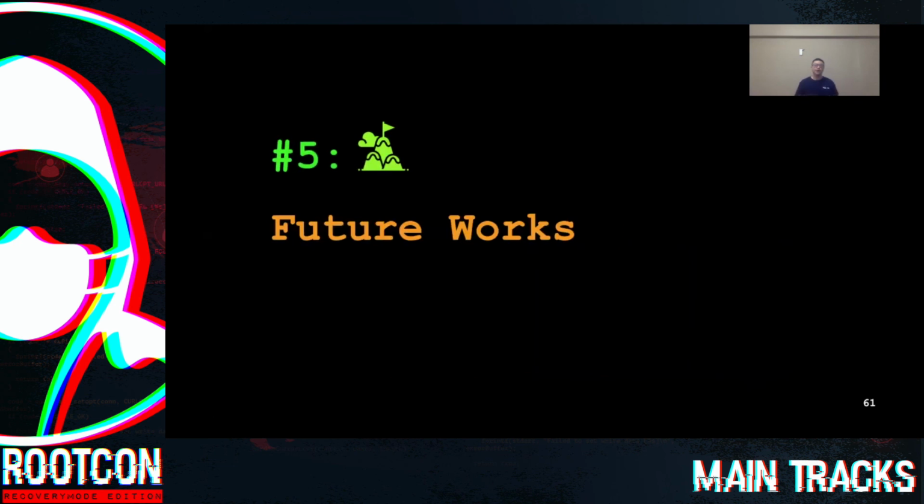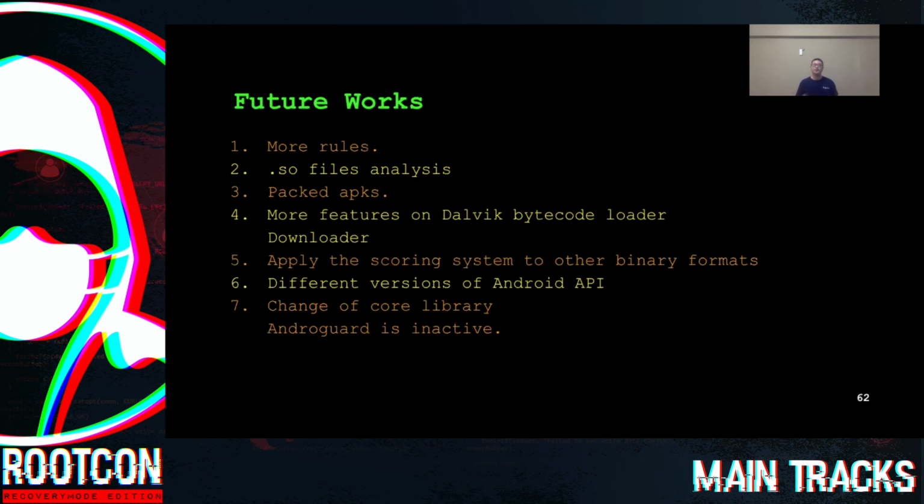All right, the last part, future works. As I mentioned earlier, we still have a lot of things to do. For example, we need to have more detection rules, and we also need to deal with .so files and packed APKs. And we want to have more features of Dalvik bytecode loader, for example, the downloader. And applying the scoring system to other binary formats is also on our to-do list. And we noticed that API changes in different versions of Android. We will also take care of this part in the next version of Quark engine.